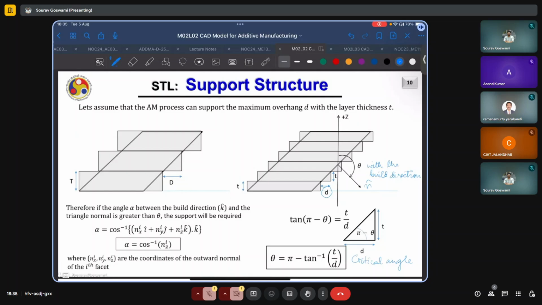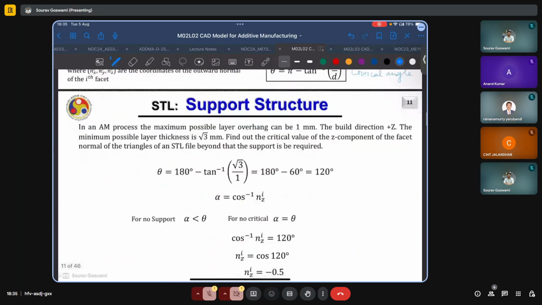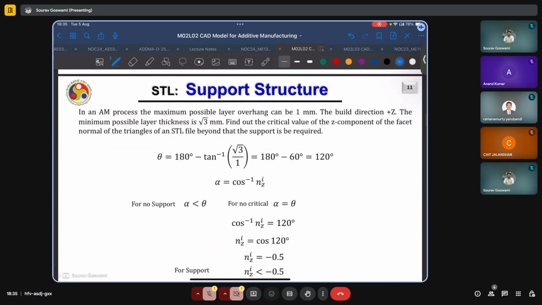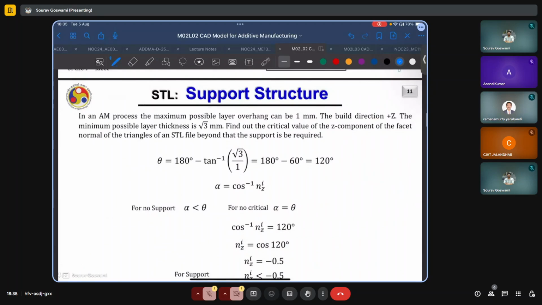What is a simple and efficient way to quantify this angle? It's simply the cos inverse of the z component of the facet normal. We also have an illustrative example here. We'll just go over it quickly. So in an AM process, the maximum possible layer overhang can be 1 mm. This is small d. The build direction is plus z as usual. The minimum possible layer thickness is root 3 mm. This is equal to T. Find out the critical value of the Z component of the facet normal of the triangles of an STL file beyond which the support will be needed.